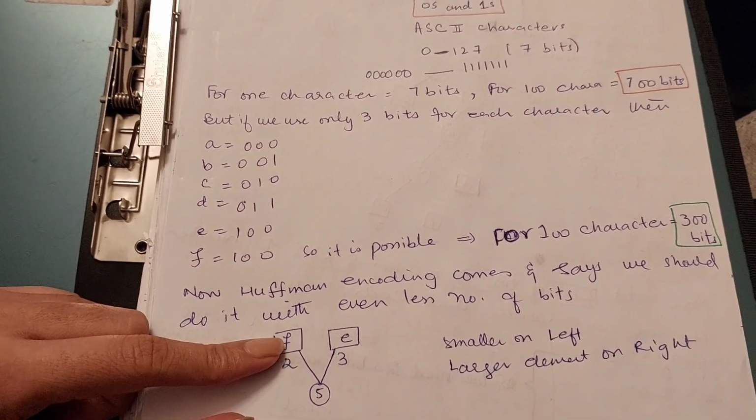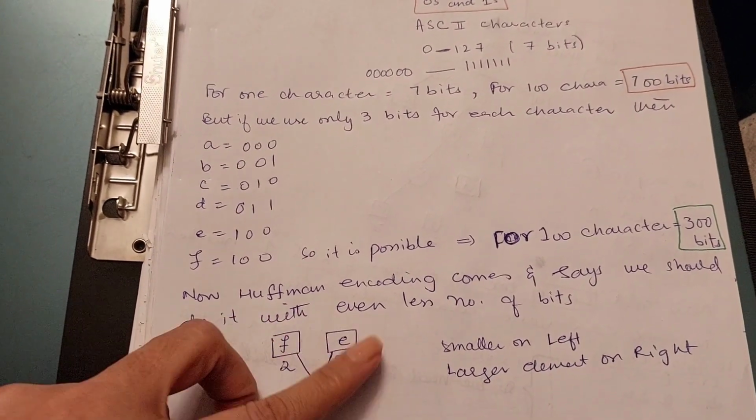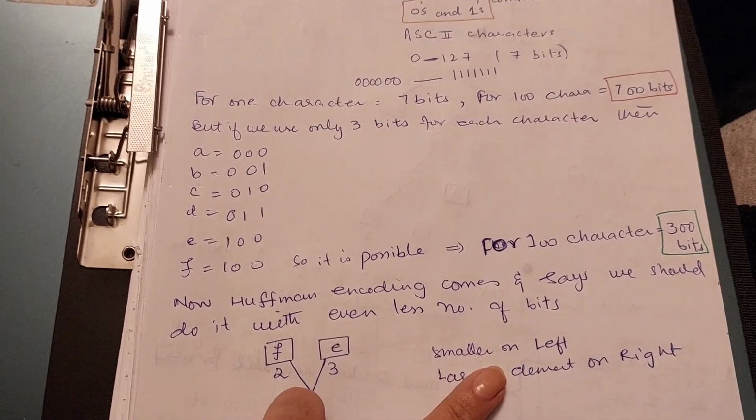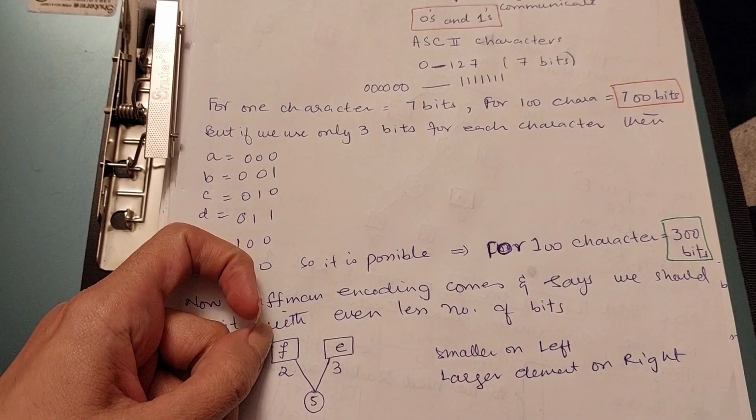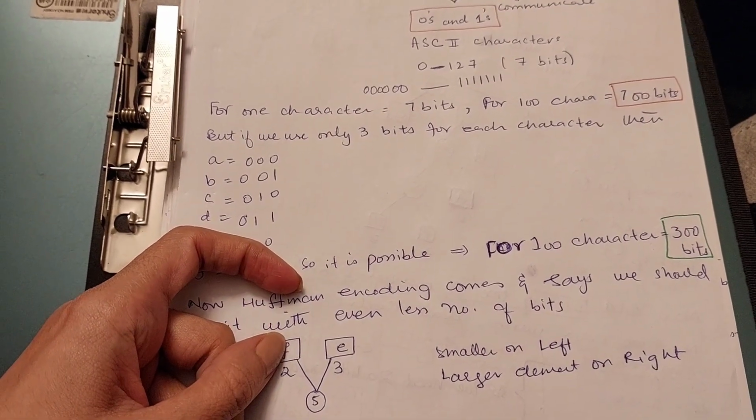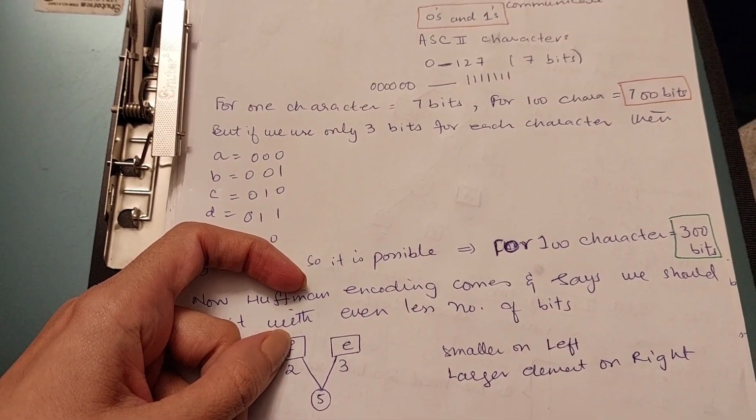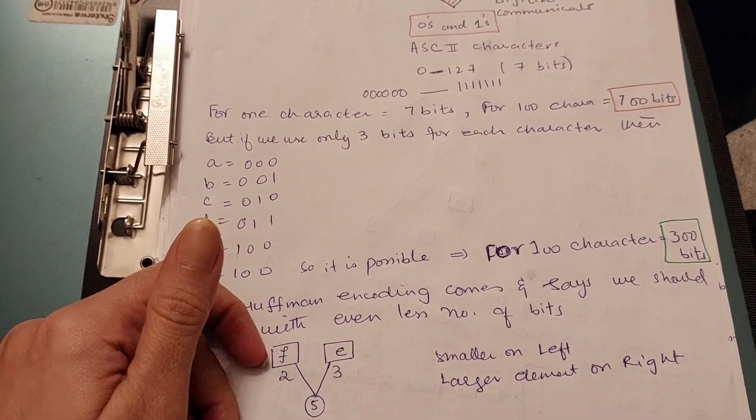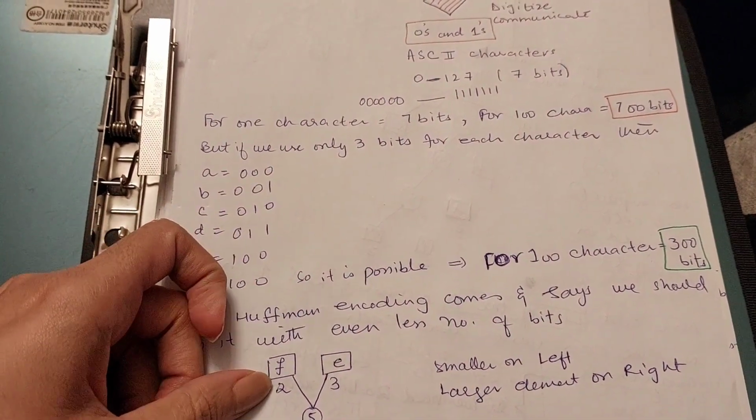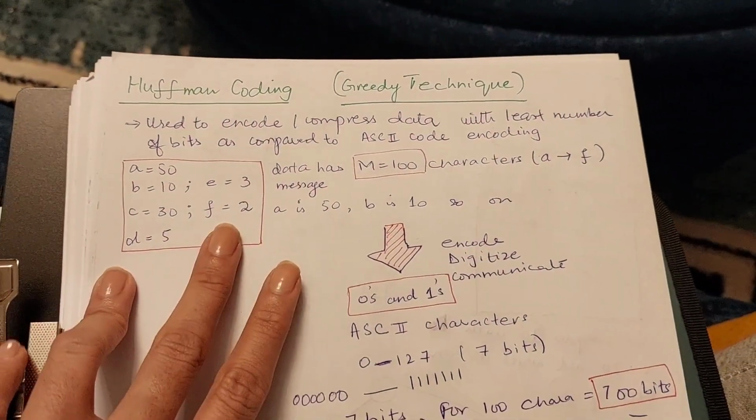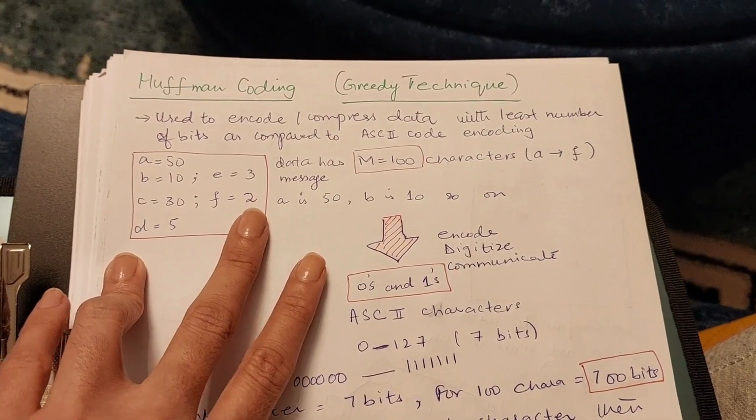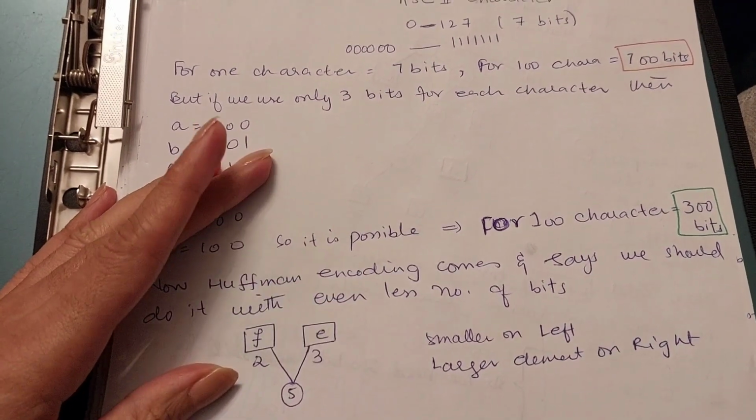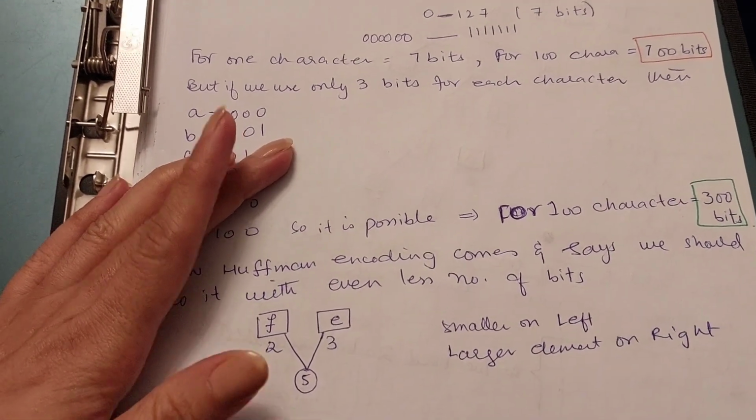First of all, you will select F and E and join them. The smaller will come on the left-hand side and the larger element on the right-hand side. You can see that F is the smaller element, so you write it on the left-hand side, and you write E on the right-hand side. F had the smallest frequency, 2, and after that E was the second smallest frequency number.